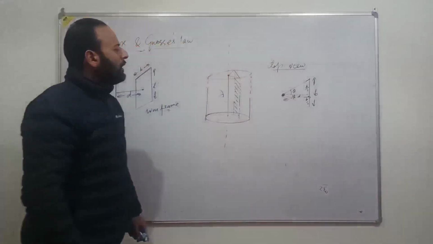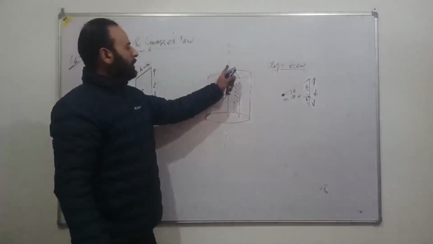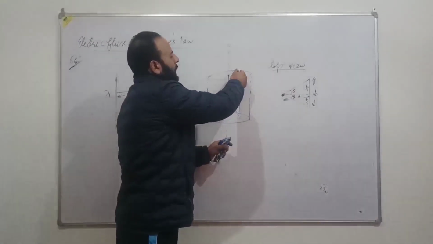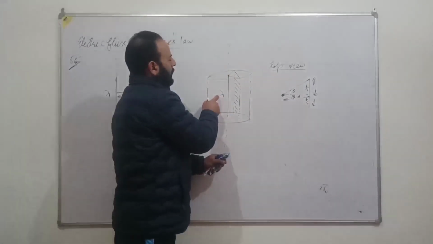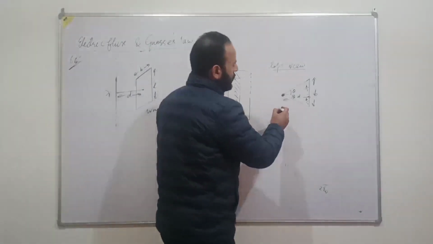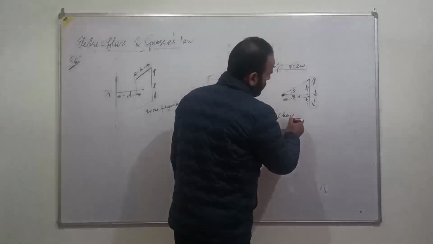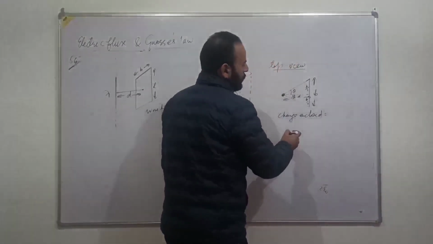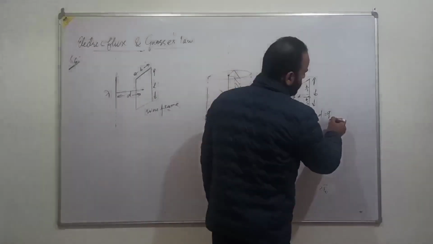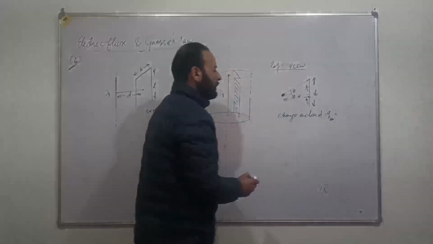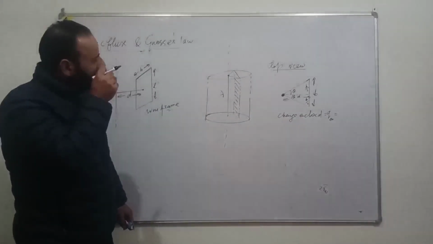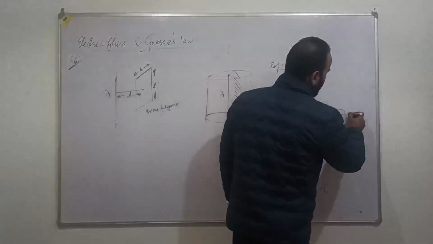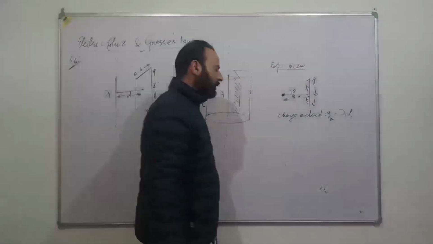Now let's first see what is the charge enclosed in this Gaussian surface. The charge enclosed, I can call it Q enclosed. The linear charge density is lambda and the length is L, so it is lambda L.